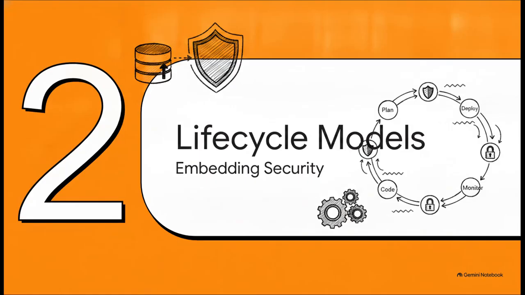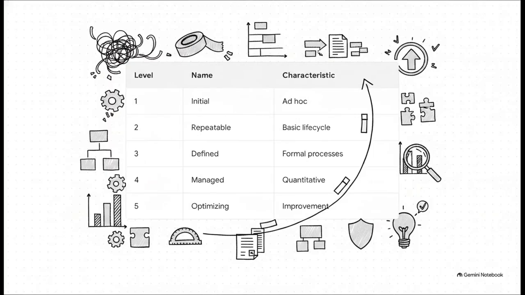All right, moving right along to Section 2, Development Lifecycle Models. Let's see how these coding concepts build into broader, formalized lifecycle management processes that actually embed security into product development. This is the Software Capability Maturity Model, or SWCMM. This framework is all about evaluating organizational process maturity. It tracks an evolutionary path.